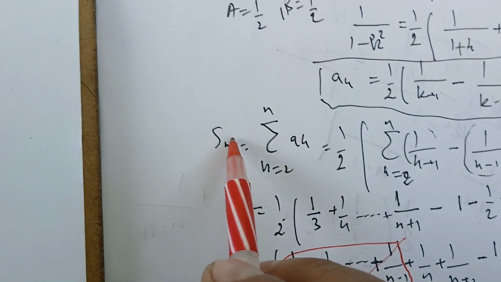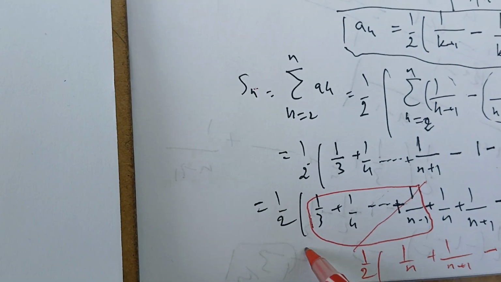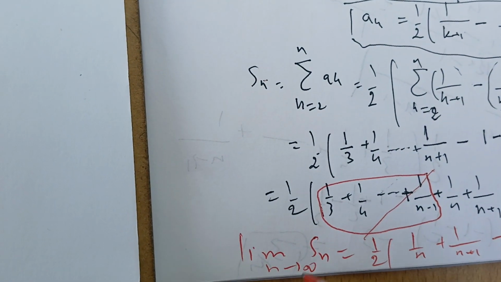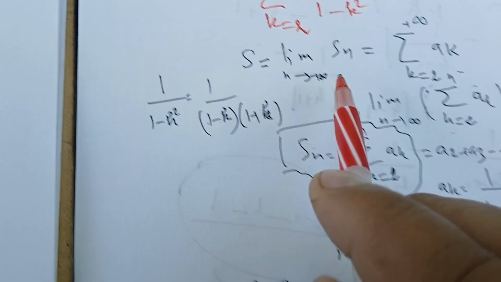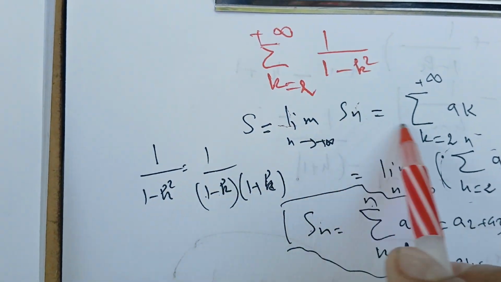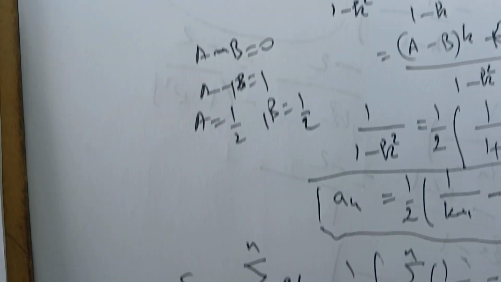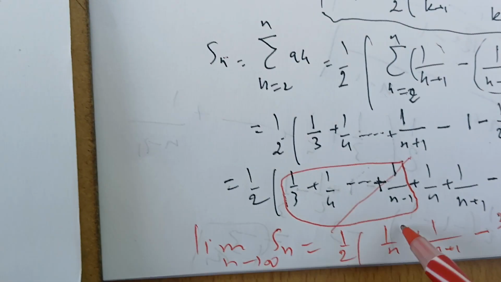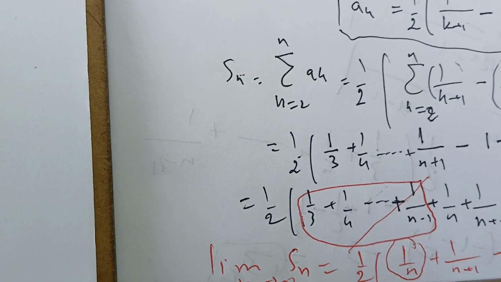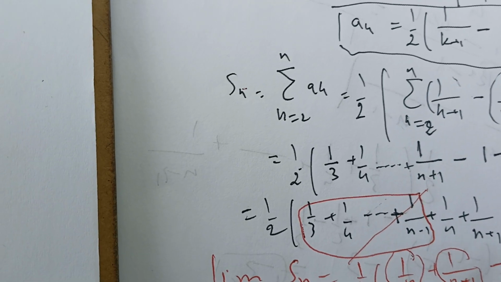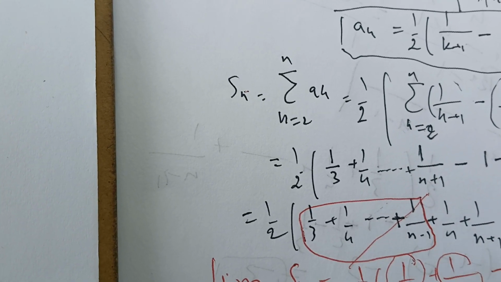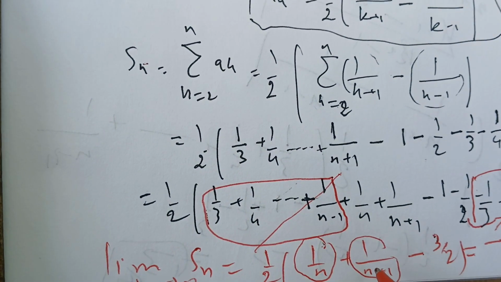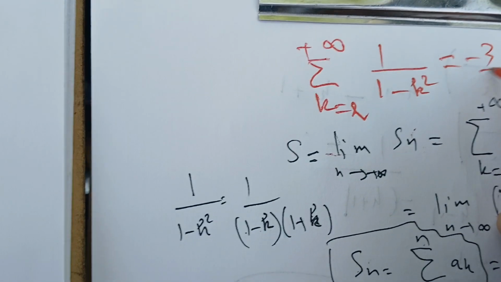Now, this is my Sn. If I take the limit as n goes to infinity, I will obtain the sum, going back to the definition. So let me do the limit. Think of these as sequences now. What's this one when n goes to infinity? 0. This one is 0 as well. So what's left? Minus 3/2 times 1/2, which is minus 3/4. Therefore, my sum is minus 3/4.